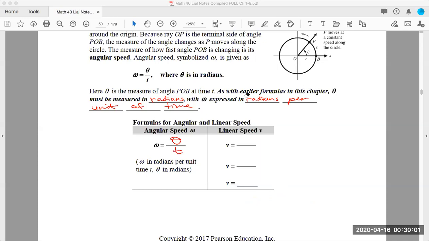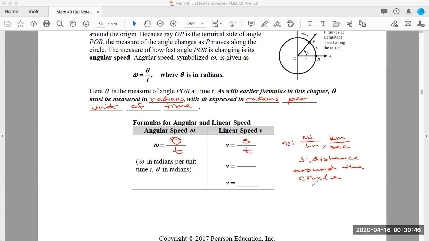For linear speed, you're going to have 3 different equations that you could use. One of them is the one that was initially given. You have distance over time. So for V, some examples, you could have miles per hour or kilometers per second. All right, so then remember what S is equal to. S is a distance, right? Around the circle. Some distance that's traveled around the circle.